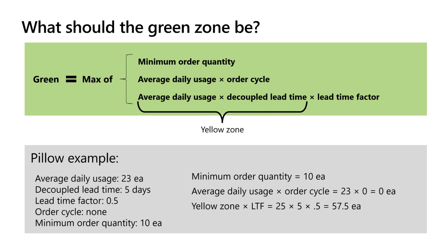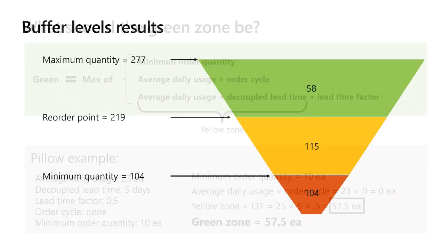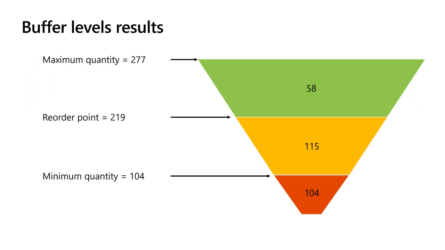That is the highest of our 3 options, so that's what we'll use for our green zone, and it'll be rounded to 58 eaches, just like we mentioned, that we round to the nearest because our eaches are in whole units. So taking all of those 3 zone calculations, our red zone is 104 eaches, and our minimum will also be 104. Our yellow zone is 115 eaches, which gives us a reorder point of 219. And our green zone is 58 eaches, which gives us a maximum quantity of 277.